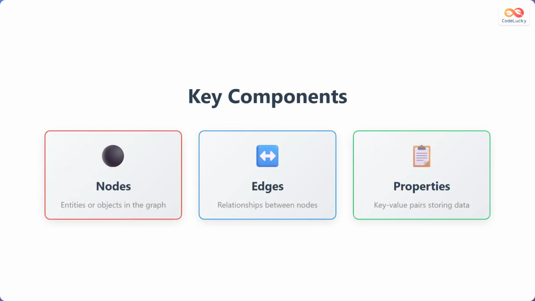Graph databases are composed of three key components: nodes, edges, and properties. Nodes are the entities or objects in the graph. Edges represent the relationships between nodes, showing how they are connected. Properties are key value pairs that store data about nodes and edges, providing additional information.